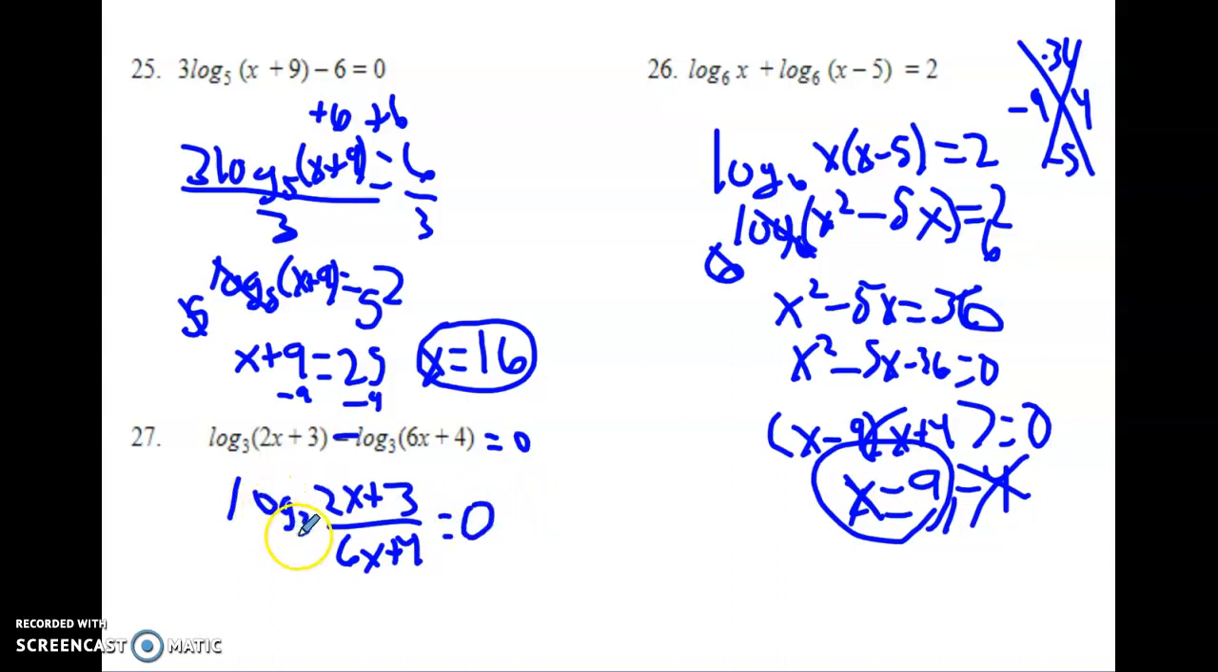Now, I want to get rid of the log base 3. So if I raise that whole thing to a power of 3, both sides over here, this cancels out, and I just end up with 2x plus 3 over 6x plus 4. And 3 raised to the 0 power is just 1. Now, I got rid of the logs, but now I have a rational expression. And how do I solve that? I'm going to get rid of the denominator. So I'm going to multiply both sides by 6x plus 4.